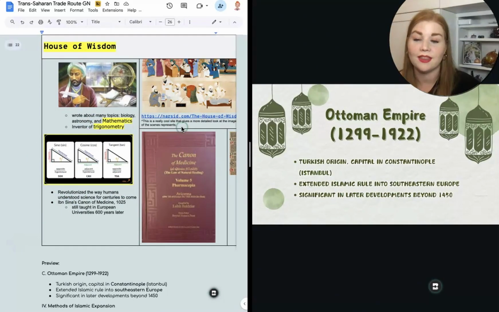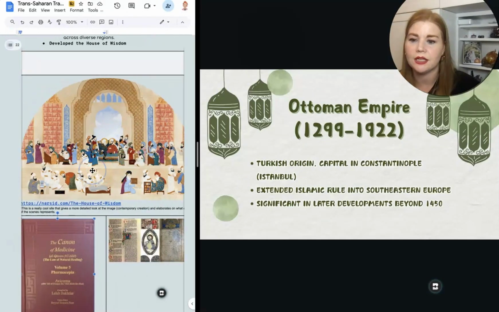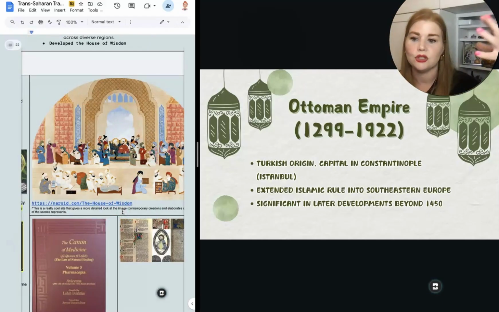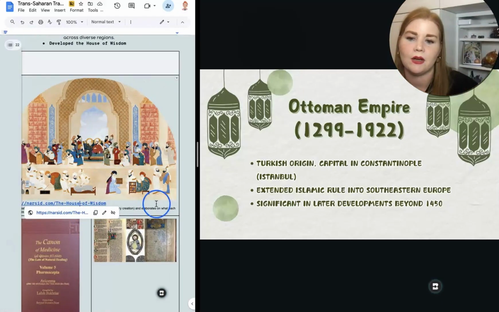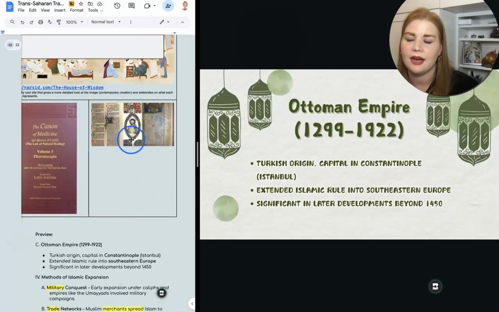If you want to learn more about the House of Wisdom, there's this really cool image here. It's not a historical image. It's an image recreated today to demonstrate all of the things that were being done there. You can click on here and learn more about each of these images. It might help you to remember all of the things that were coming out of the House of Wisdom. Here is that Canon of Medicine, okay, and different texts.